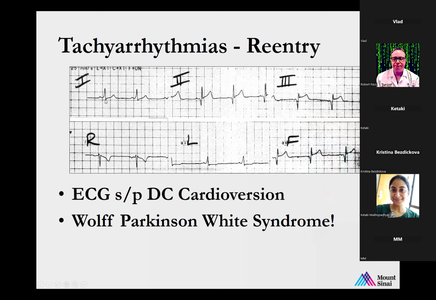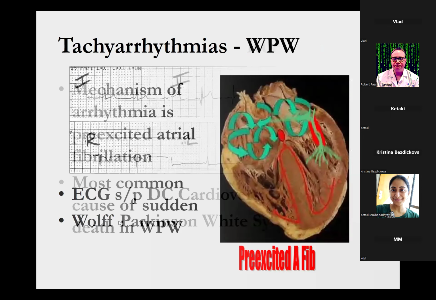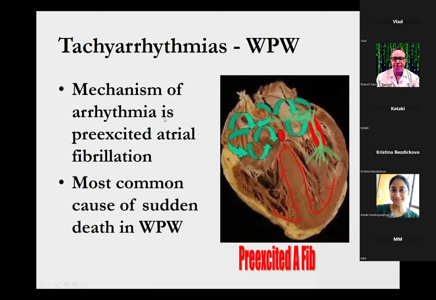You could tell that, by the way, from the pre-excitation delta waves. The important thing about WPW is that the mechanism of sudden cardiac arrest is pre-excited atrial fibrillation. For reasons that are not fully understood, patients with WPW have a higher than normal incidence of atrial fibrillation. And if your accessory pathway can conduct rapidly, which again is not true of all WPW patients, but if you have a slick conducting pathway, the atrial fibrillation can be conducted very rapidly, faster than the AV node could do it, and can result in ventricular fibrillation, resulting in sudden cardiac arrest.